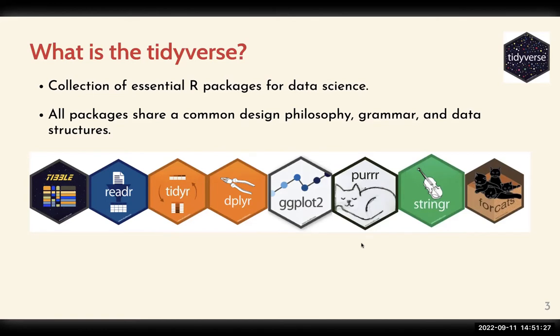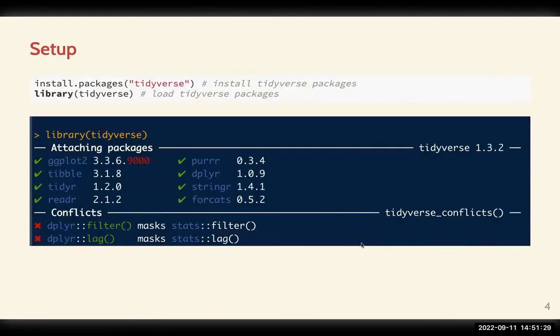Let's go ahead and install tidyverse. Just like any other R package, installing tidyverse is straightforward. These two commands install and load all core packages of the tidyverse. There are 8 core packages. They are ggplot2, tibble, tidyr, readr, purrr, dplyr, stringr, and forcats.